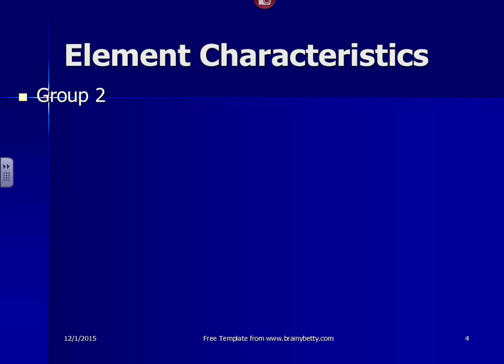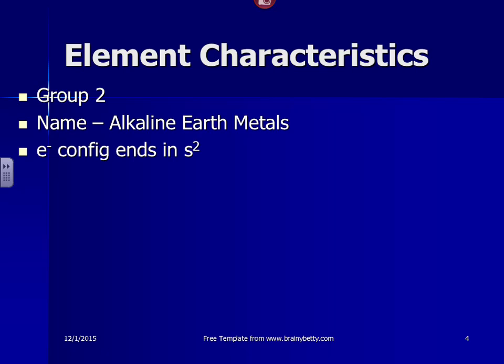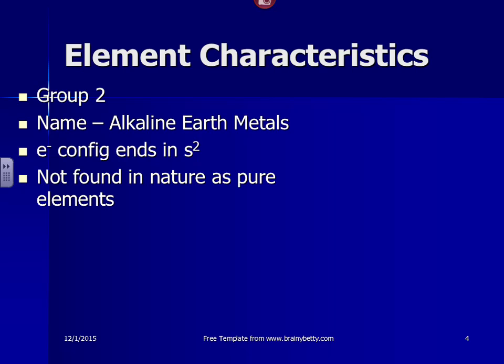Group 2. Do you remember what Group 2 is called? Close to Group 1. Group 1 is the alkali metals. Group 2 is called the alkaline earth metals. We should know that their electron configuration ends in s2. Some general group properties. We should also know that they are not found in nature as pure elements.